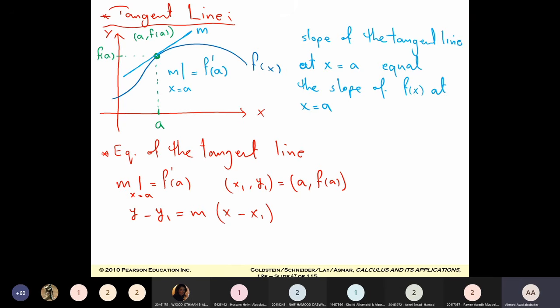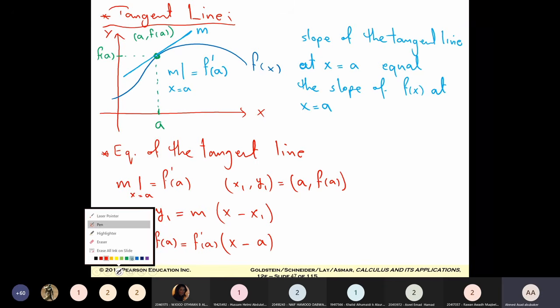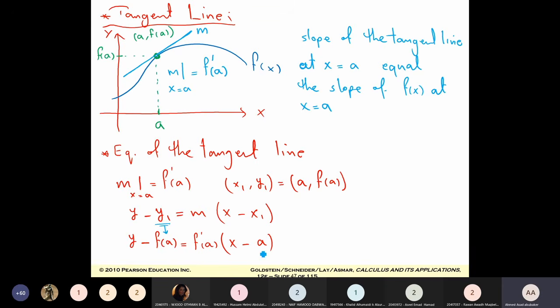Okay, what's the value of y1? y1 equals f of a. What's the value of the slope? Equal to f prime of a. What's the value of x1? Equal to a. So replace y1, the slope f prime, and x1 equal a. Okay, now I need to put in an example.